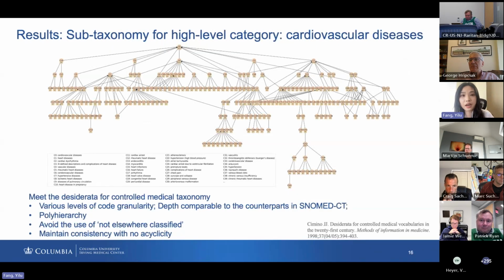So here is the subtaxonomy for the high-level category of cardiovascular diseases. All the subtaxonomies we created meet the desiderata for controlled medical vocabulary. For example, it has various levels of code granularity, and the depth is comparable to its counterpart in SNOMED-CT. It also has a polyhierarchical structure where a concept can have multiple parent concepts. We also avoid the use of not elsewhere classified and maintain taxonomy consistency with no cyclicity through some rules we defined.